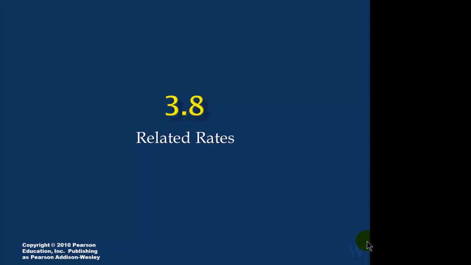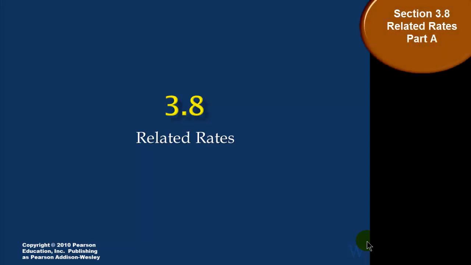Section 3.8 Related Rates. The problem of finding a rate of change from other known rates of change is called a related rates problem. What I'll do is give you an example, then I'll show you the procedures of finding or solving a related rates problem.